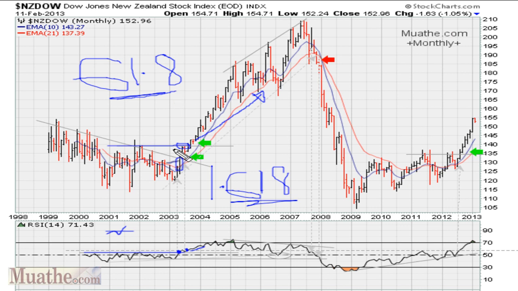So we get this move. We get this big move from 03 to 2007. Most of the world markets were on fire. I have to say this instrument here was on an accelerated move to the upside. And I believe it's because it moved its RSI above 61.8 on a monthly for the first time.